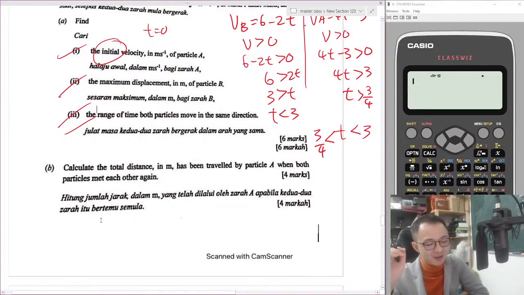Alright, so calculate the total distance in meters that has been traveled by particle A when both meet each other again.